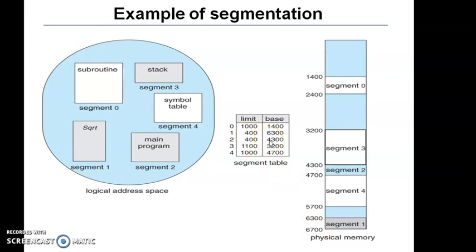Segment number 2, 4300 to 4700, again the length is 400 here, we store segment number 2. Regarding segment number 3, the starting address is 3200 and the length is 1100, therefore 3200 to 4300, segment number 3 is stored here. And segment number 4 starting address is 4700 and limit is 1000, 4700 to 5700, segment 4 is stored. This is how the logical address space is converted into physical address space.